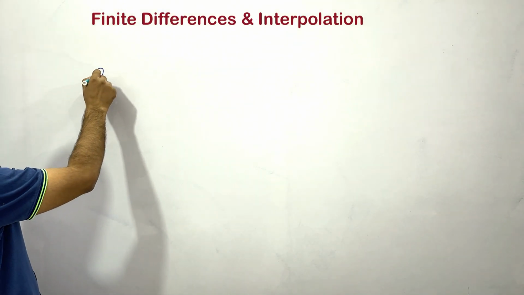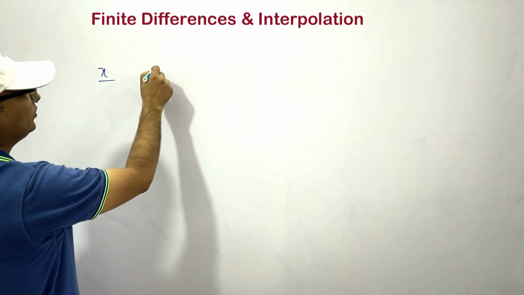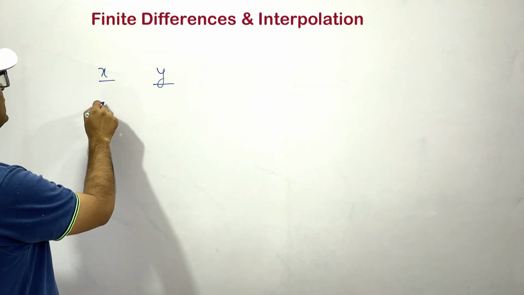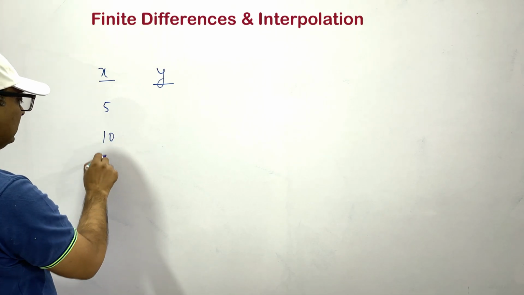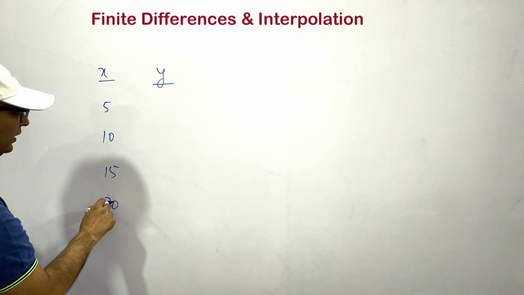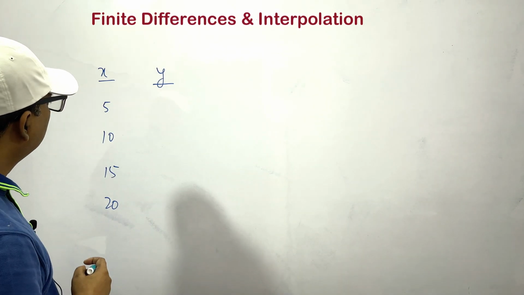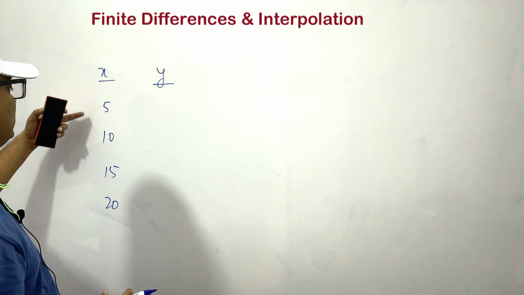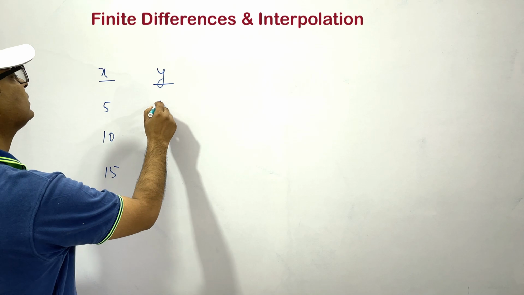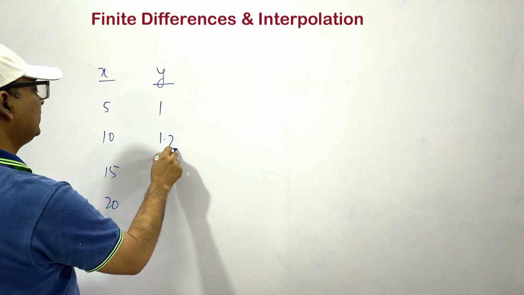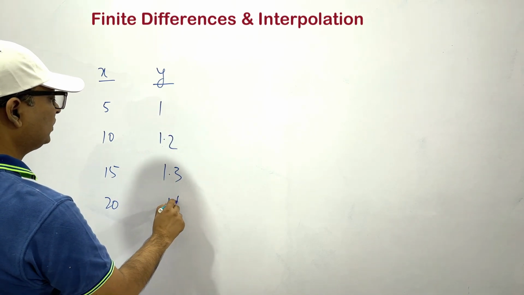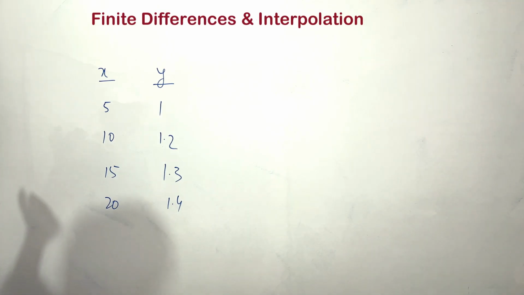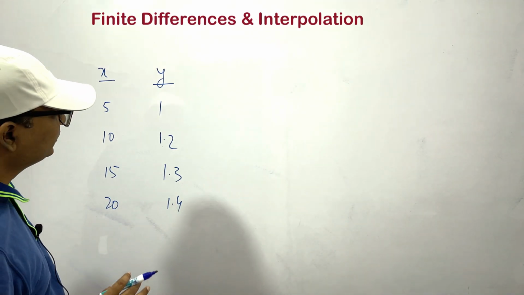Let's say we have values of x and values of y that we have been given at 5, 10, 15, 20. We have 4 values of x and we say that y is 1, 1.2, 1.3 and 1.4 for x equal to 5, 10, 15 and 20. Okay, we don't know what the function is.